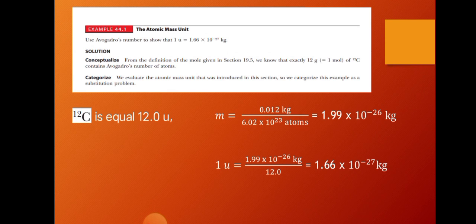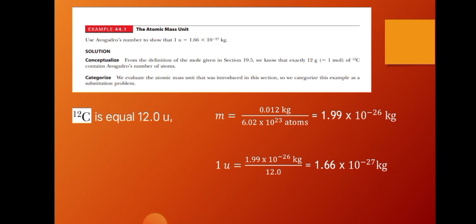And then we categorize. We evaluate the atomic mass unit that was introduced in this section, so we categorize this example as a substitution problem. To start with, let's solve for m, or our mass. We have this given mass here, which is in grams, but we have to convert this to kilograms. 12 grams is equal to 0.012 kilograms, and we divide it by Avogadro's constant, which is 6.02 times 10 to the 23 atoms. And this equates to 1.99 times 10 to the negative 26 kilograms.